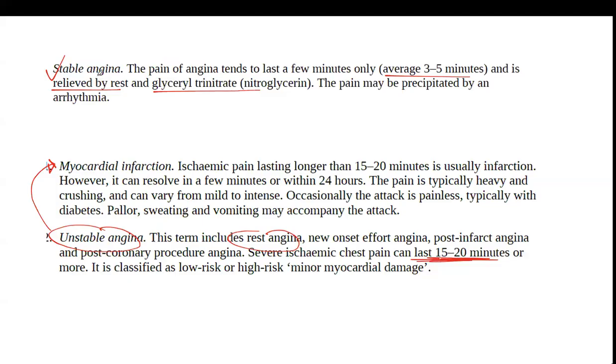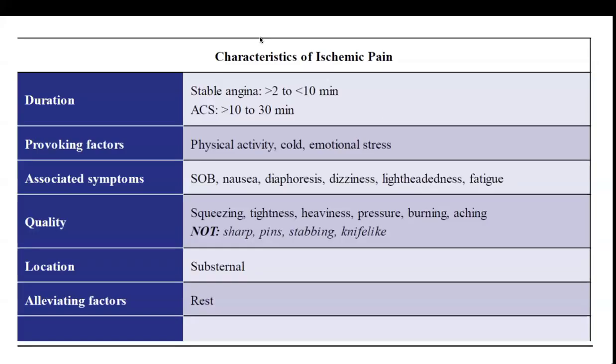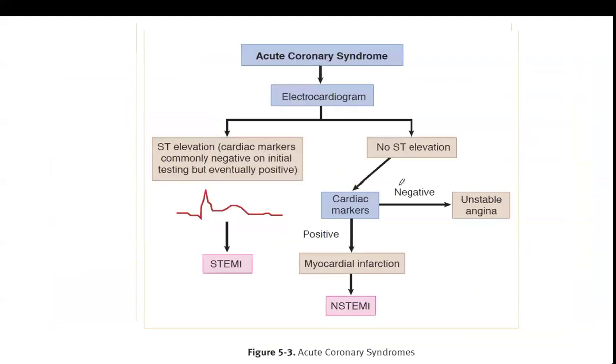So understand that it is easier to differentiate between a stable angina versus acute coronary syndrome, because a stable angina will get better with rest. Any chest pain which does not get better with rest, lasts more than 15 minutes, it becomes a part of acute coronary syndrome. And then we need to find out what it is. Is it unstable? Is it non-ST elevated or ST elevated? That comes with investigations. You already know about the characteristic of the chest pain, so I'm not going in there anymore.